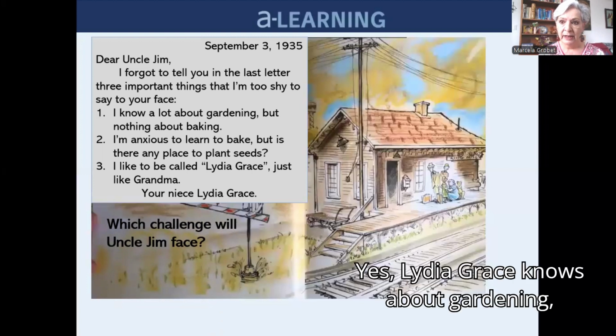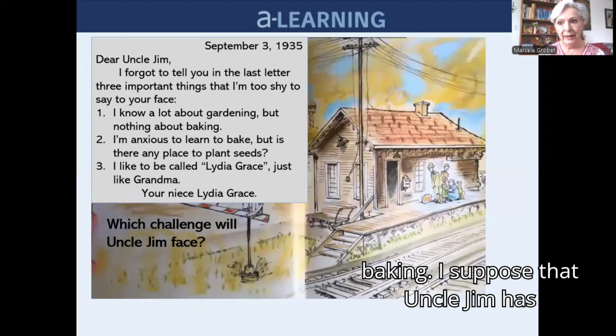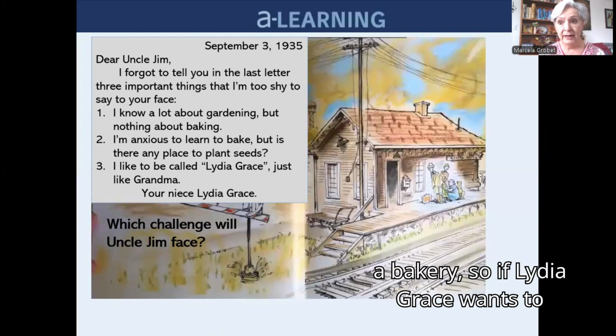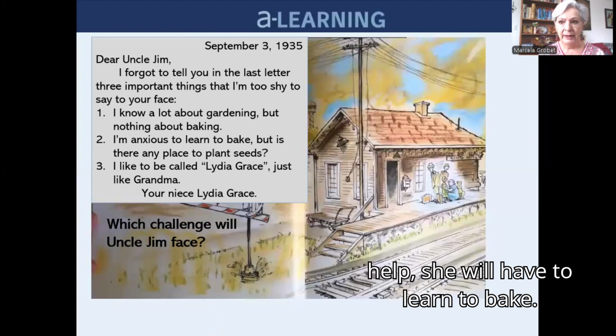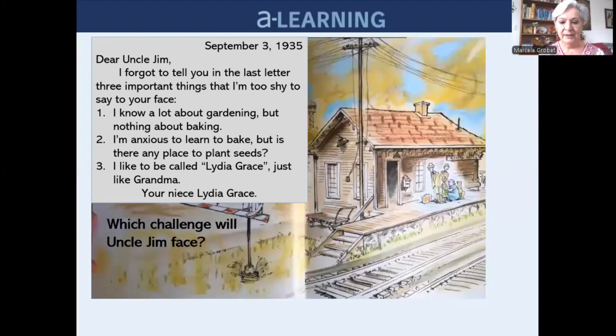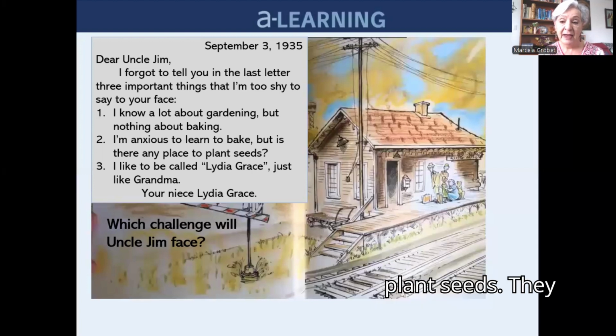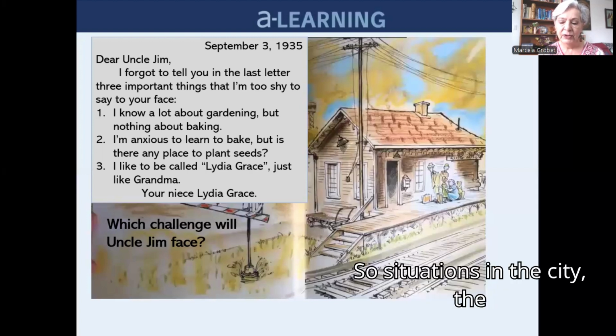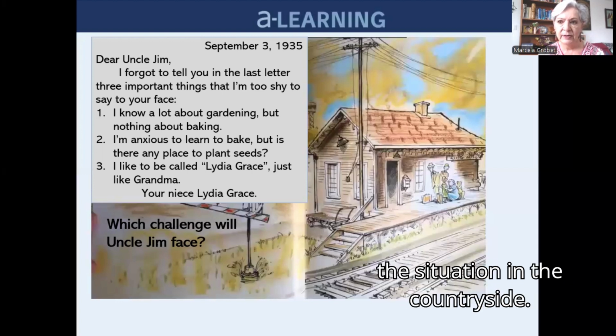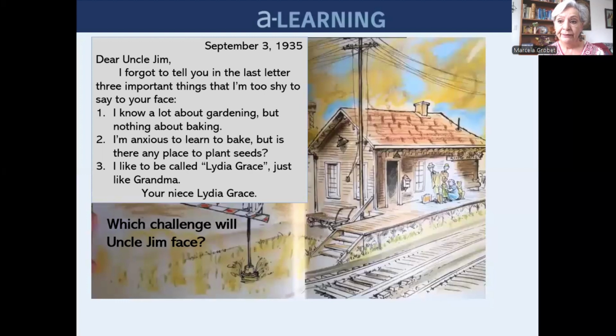Yes, Lydia Grace knows about gardening, but she doesn't know anything about baking. I suppose that Uncle Jim has a bakery, so if Lydia Grace wants to help, she will have to learn to bake. So which challenge will Uncle Jim face? And Lydia Grace is asking for a place to plant seeds. They live in the city. Uncle Jim lives in the city. So the situation in the city is different from the situation in the countryside. Maybe Uncle Jim lives in an apartment and doesn't have a place to grow plants.